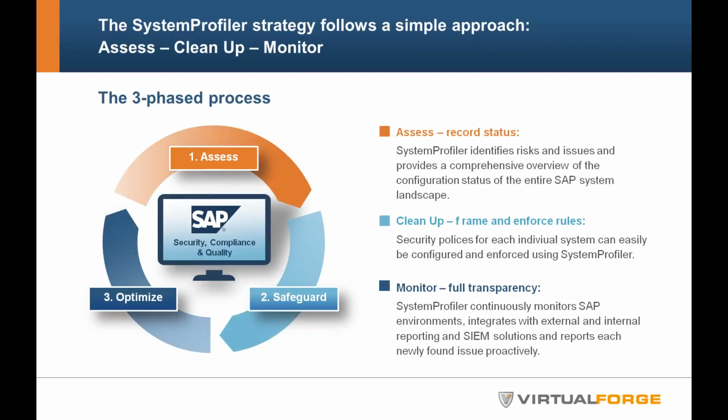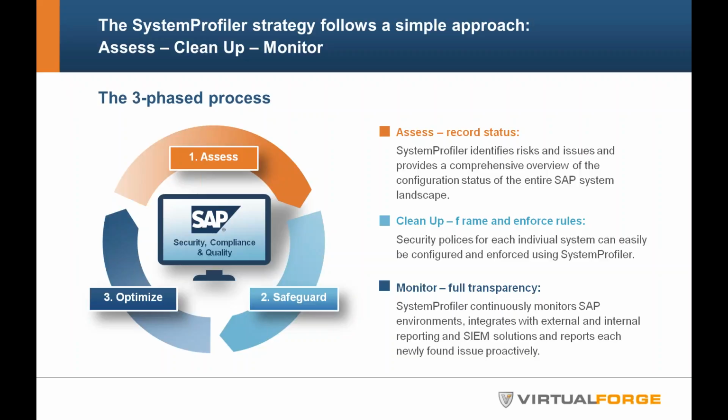I mentioned just now that with SystemProfiler you can forget about manual security validations in a positive way. How do you do that, or how does SystemProfiler do it? We basically have a three-phase or three-step approach. The first one is an assessment. So you take a look at how secure your system landscape currently is. And after you've found that out, the second step is to clean up all the possible weaknesses which were found by SystemProfiler, and those are more or less comprehensive from a security point of view.